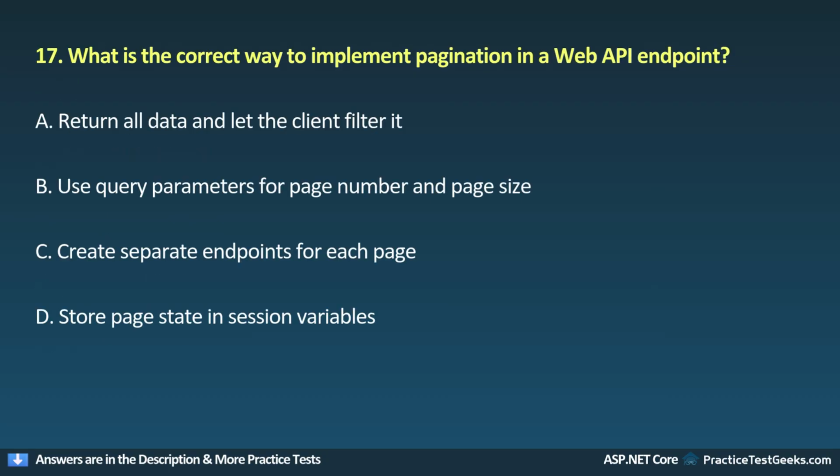17. What is the correct way to implement pagination in a web API endpoint? A. Return all data and let the client filter it. B. Use query parameters for page number and page size. C. Create separate endpoints for each page. D. Store page state in session variables.